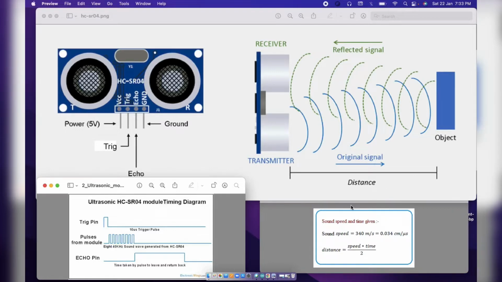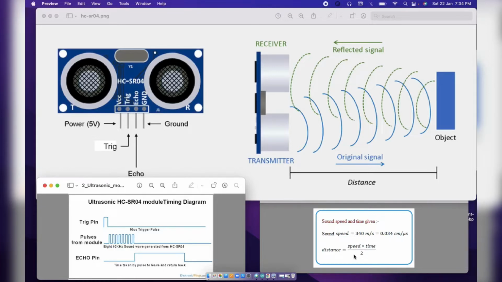So how are we going to calculate the distance? As we know, the sound speed is equal to 340 meter per second, which is equal to 0.034 centimeter per microsecond. This will be used in our program. That is, distance is equal to speed into time divided by 2.